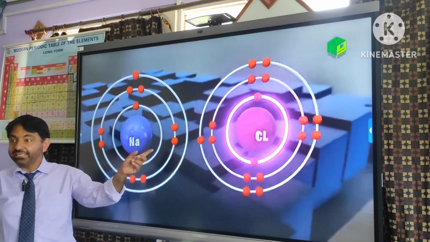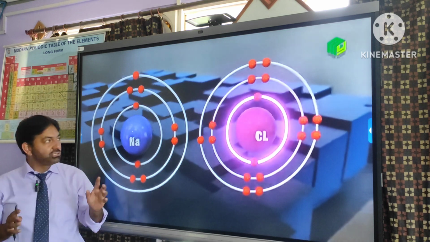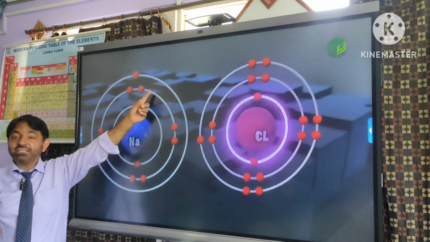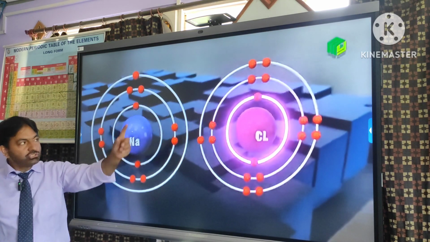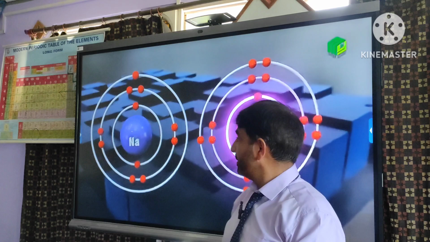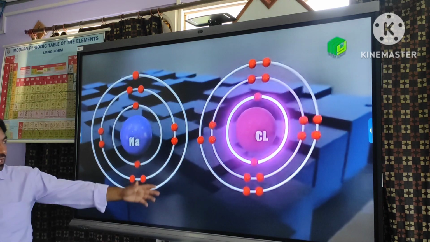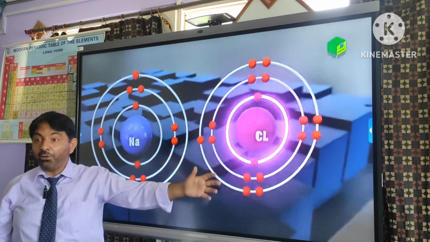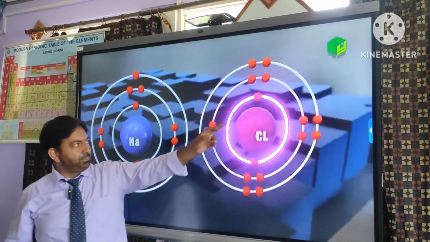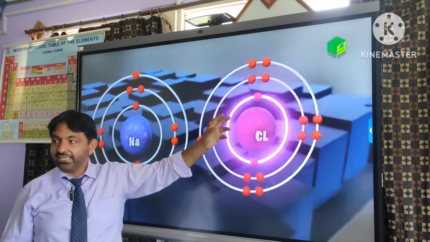So 2 plus 8 is equal to 10, right? But sodium has atomic number 11, so one more electron is in the M shell. This outermost shell is called the valence shell. So in the valence shell of sodium, there is only 1 electron. Now if we talk about chlorine, its atomic number is 17, which means it has 17 electrons. In the first K shell, 2 electrons, then 8 electrons, and in the third shell, the M shell, there are 7 electrons.